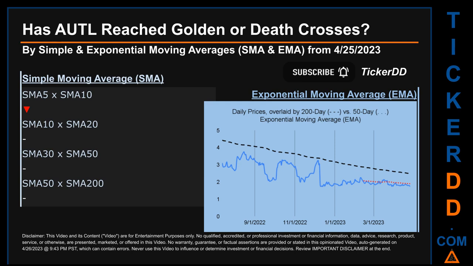Continuing with SMA, we looked across the 5 to 10, the 10 to 20, and the 30 to 50-day ranges to see if golden and death crosses had been reached. We found death cross signal for the 5 to 10. We could not find neither golden cross nor death cross signal for the 10 to 20, the 30 to 50, the 50 to 200.